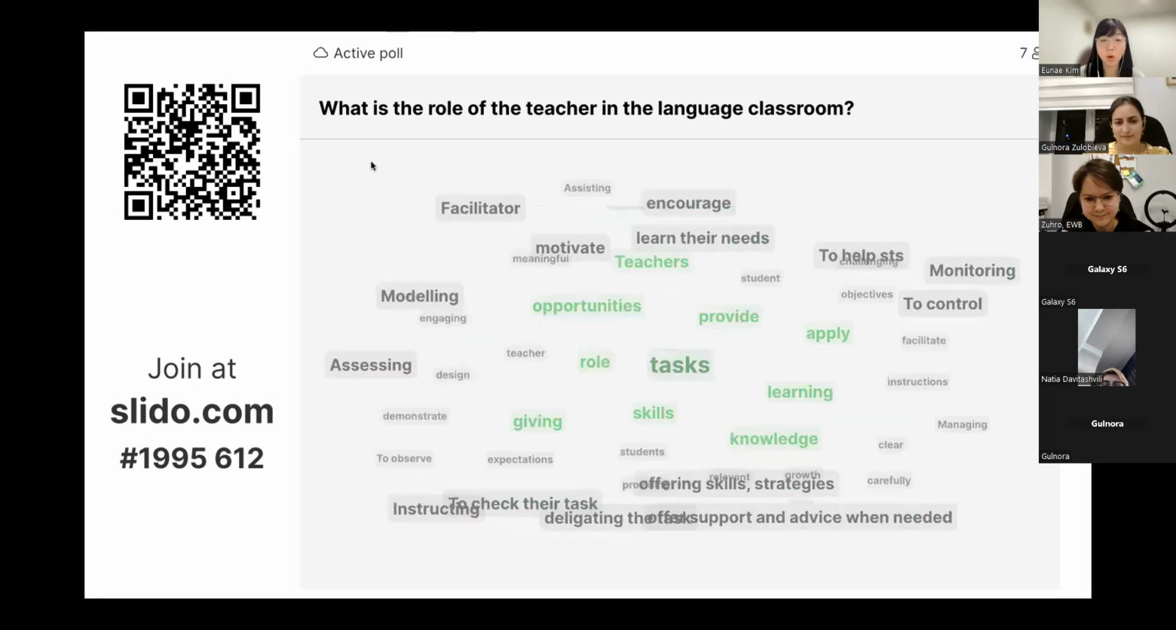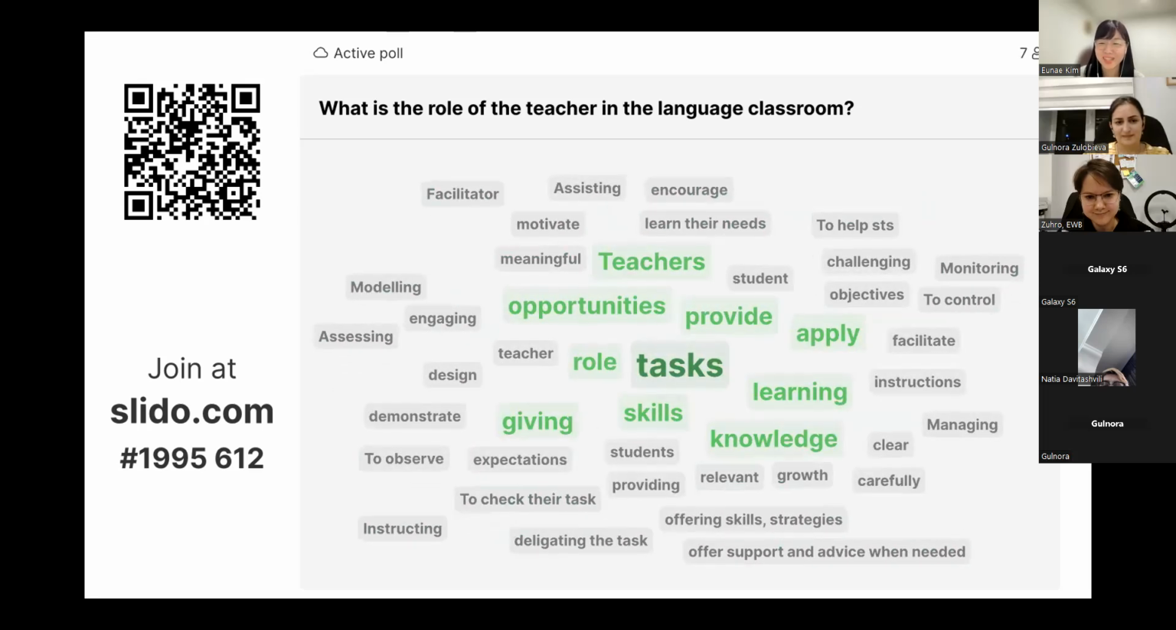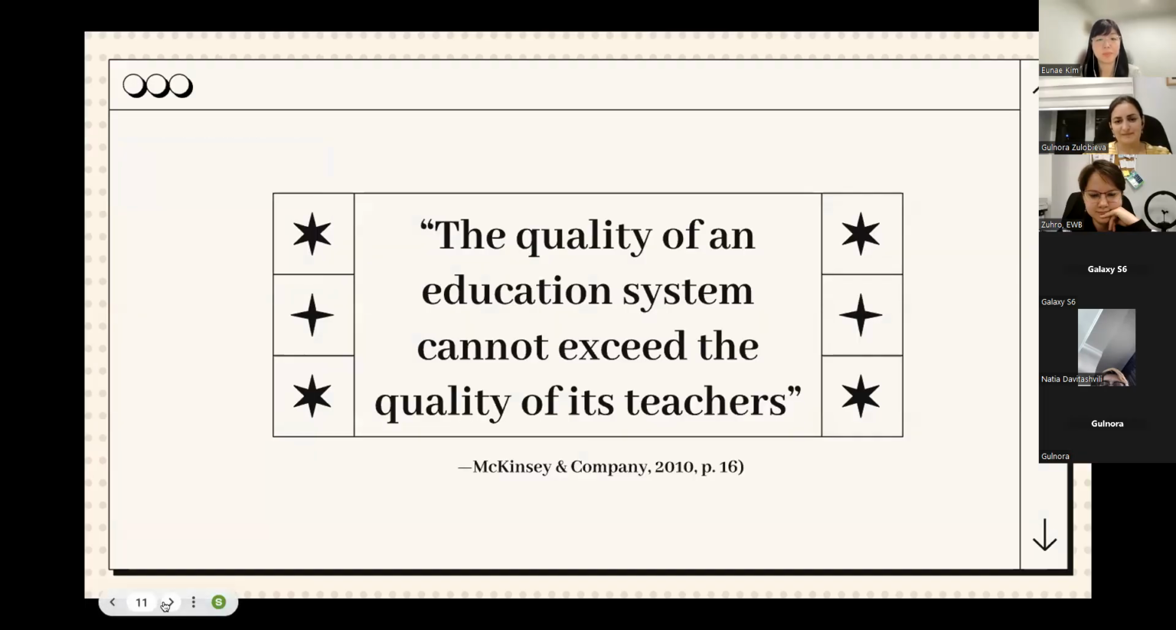Yes. Whoa, look at this. Many of you, this is beautiful. I love that. Tasks, you use the word task a lot. Giving, skills, knowledge, learning, apply, provide, opportunities, right? I think these are very important words. Love it. Okay. The quality of an education system cannot exceed the quality of its teachers.